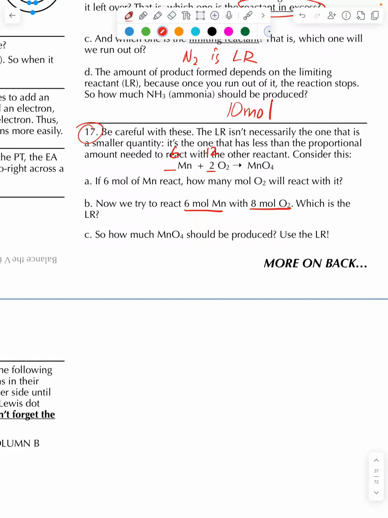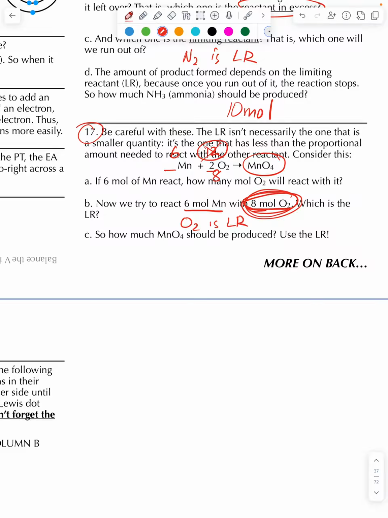But let's say I put in a container only 8 oxygens. Is that enough oxygen? No, because I said for 6 moles of manganese, I would need 12 oxygens, but I only put in 8. So that's telling me I don't have enough oxygen. So O2 is the limiting reactant. Again, we use the limiting reactant to figure out how much product will form. So don't get confused here. I don't have 12. That was just my hypothetical amount that I would need to react with 6 moles of manganese. I'm using 8 moles of oxygen.